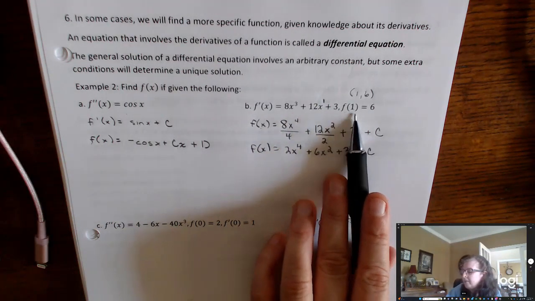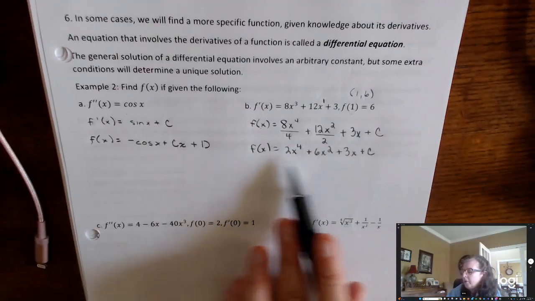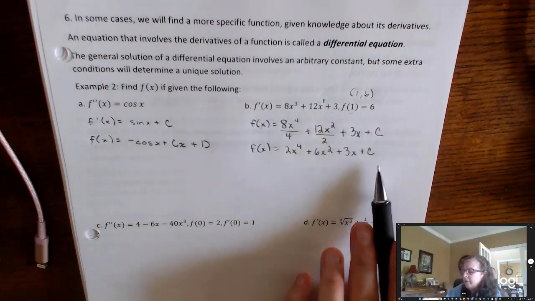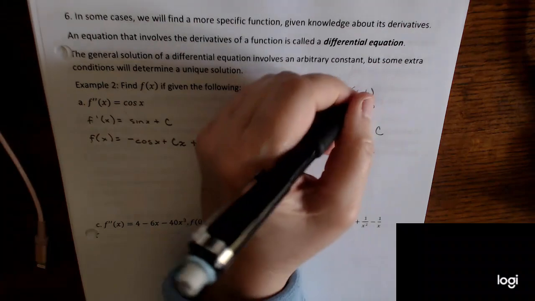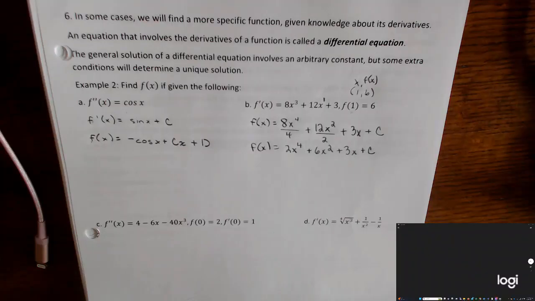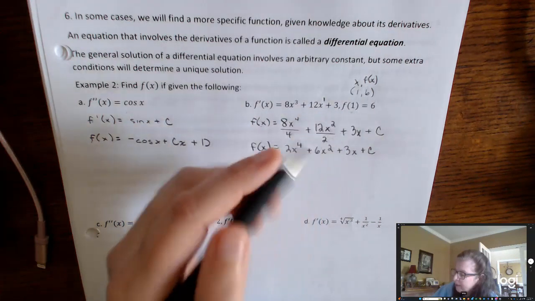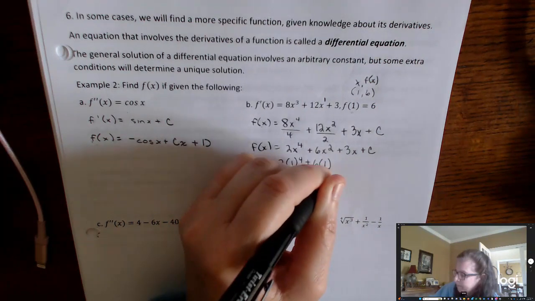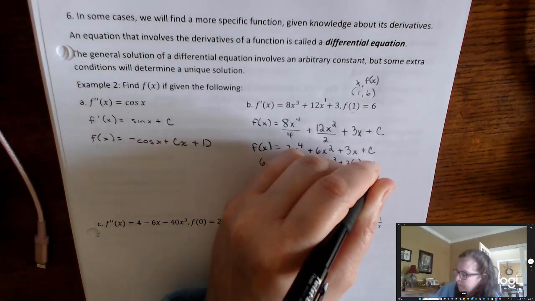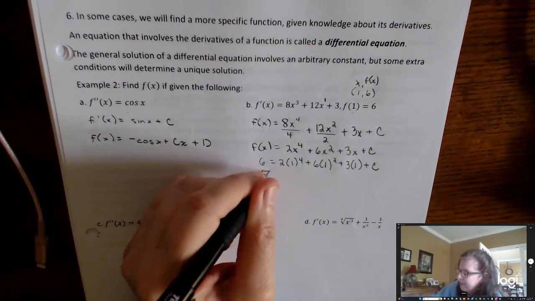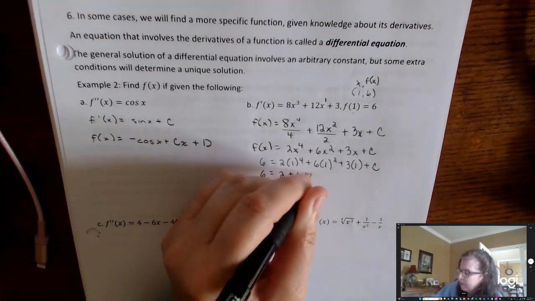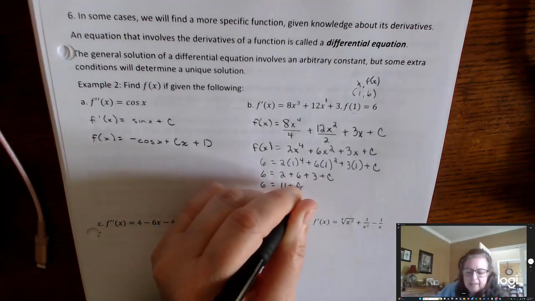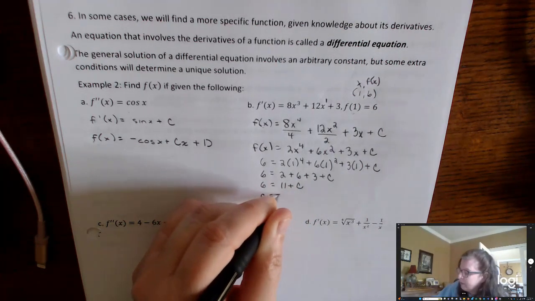But see, then we're given a fixed value. We want to find the one function that passes through (1, 6). So we can use this point to find out what c is. And we do that by putting 6 in for f of x and 1 in for x. Okay, so that gives me 6 equals 2 plus 6 plus 3 plus c. That gives me 6 equals 11 plus c. And then c is equal to negative 5.